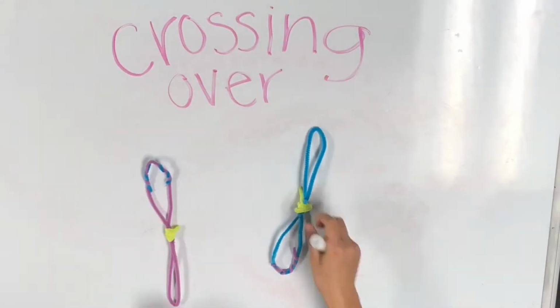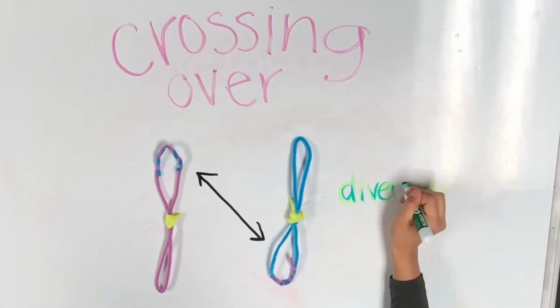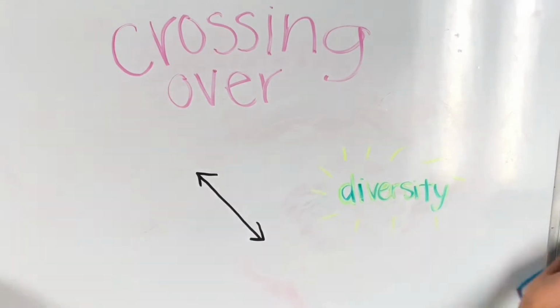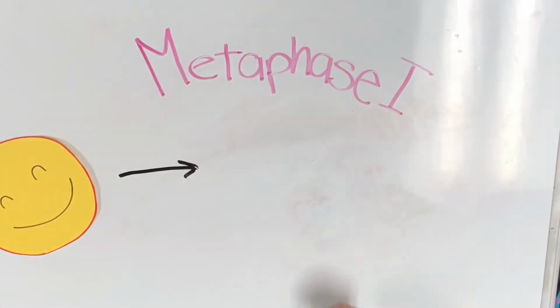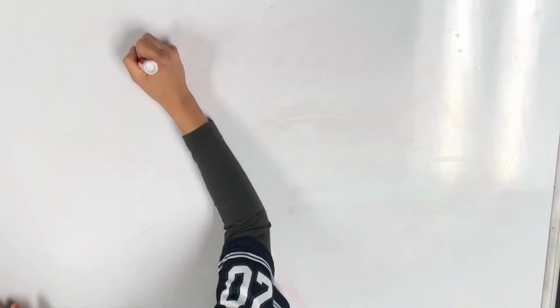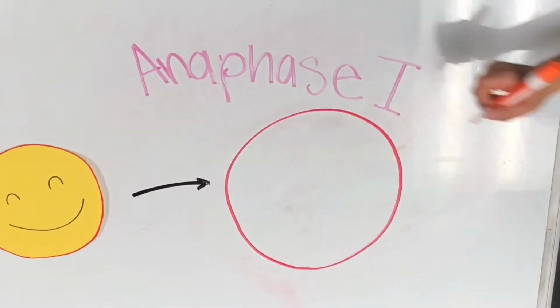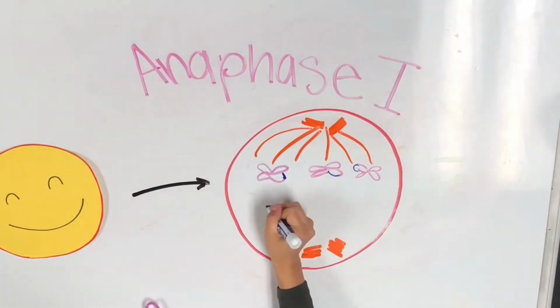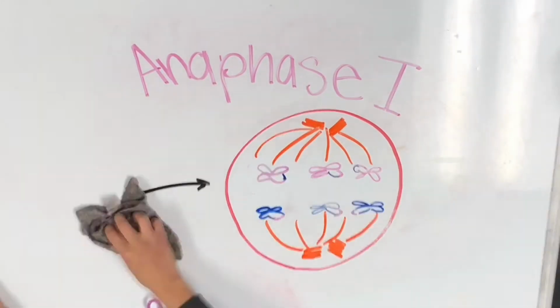Crossing over is the process in which homologous chromosomes pair up with each other and exchange genetic material. In metaphase 1, pairs of homologous chromosomes line up at the metaphase plate. The alignment is random. In anaphase 1, homologs separate into chromatids. They go to their respective poles, guided by a spindle apparatus.